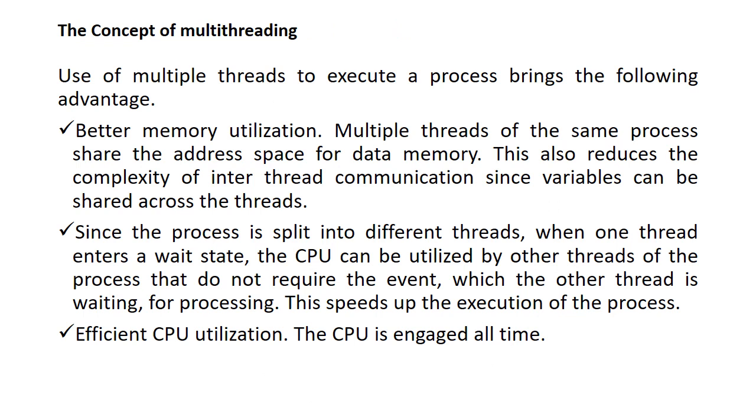We have already seen there are multiple threads under each process. So what are the advantages of multiple threads? The concept of multi-threading: use of multiple threads to execute a process brings the following advantage, better memory utilization. Multiple threads of the same process share the address space for data memory. This also reduces the complexity of inter-thread communication, since variables can be shared across the threads. Having the common data memory gives the better memory utilization advantage, because the different threads share the same data memory, so the communication between the threads is reduced.